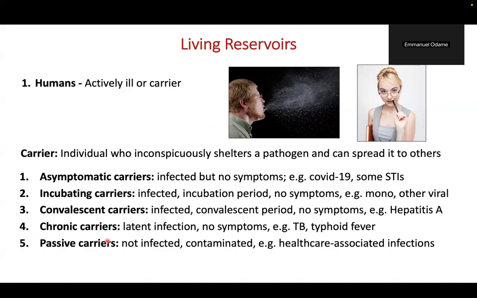And then another one is the chronic carrier. So these people actually have latent infection. They don't show symptoms. An example is tuberculosis and typhoid fever. They just have latent infection here and there. And then the fifth one is passive carriers. They are not infected. They are only contaminated. One example is healthcare associated infections. These are just passive carriers, and they are just spreading it around.